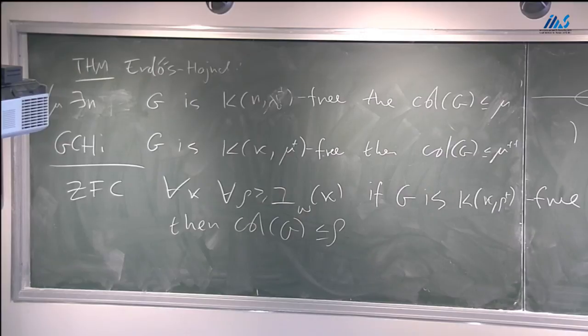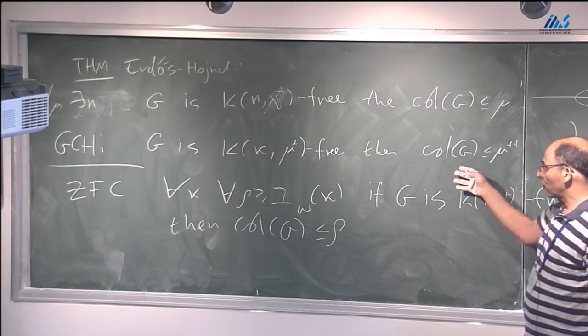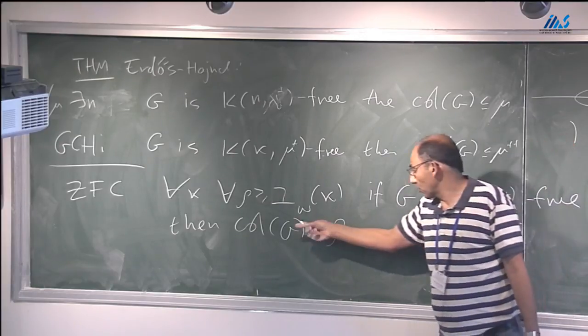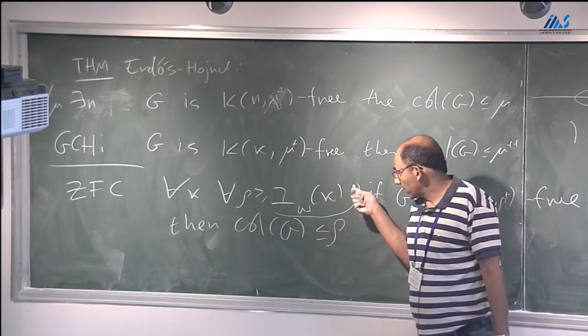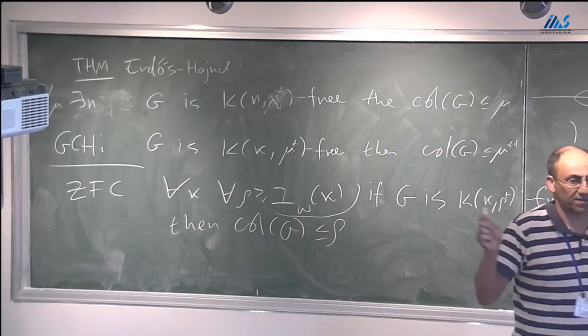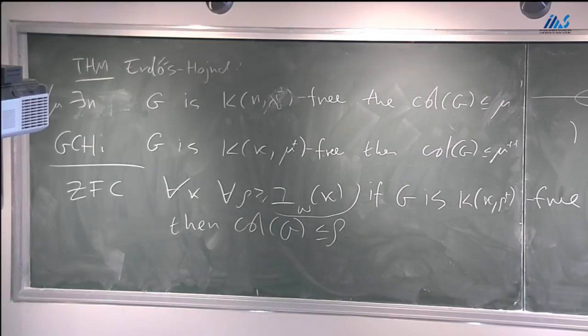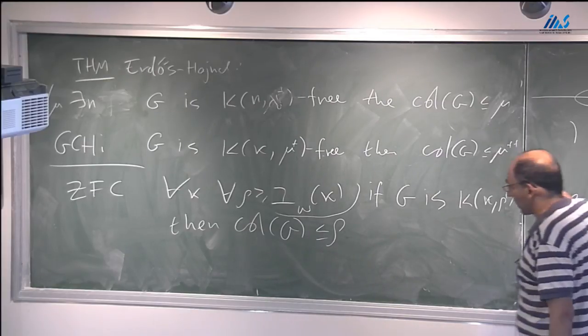Now, recently, do you actually need beth omega? It's still open, but what Sharon has proved last year was that you will not be able to improve the graph theoretic theorem without making progress actually on the revised GCH. So there's no graph theoretic argument that circumvents the revised GCH.